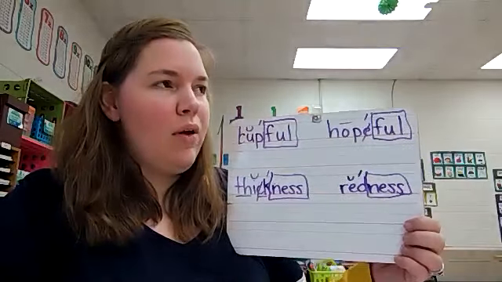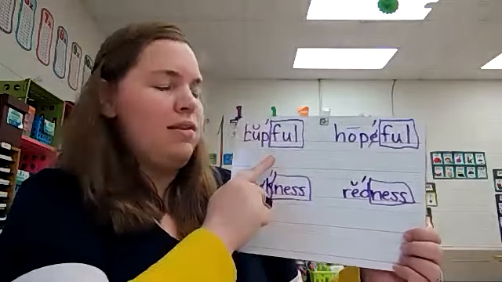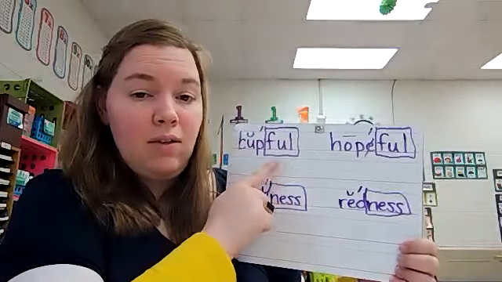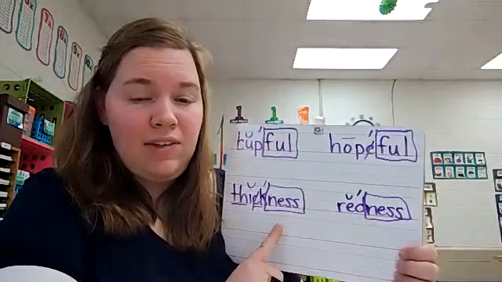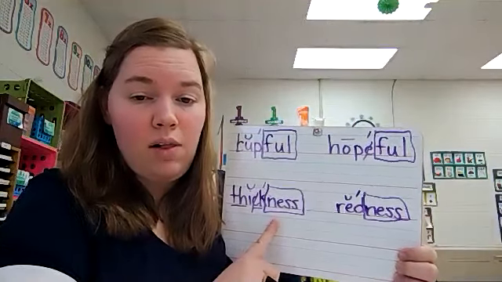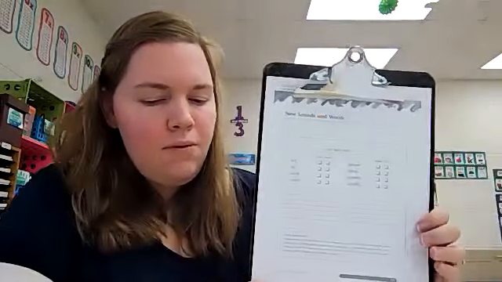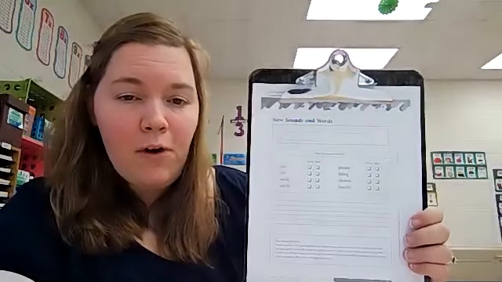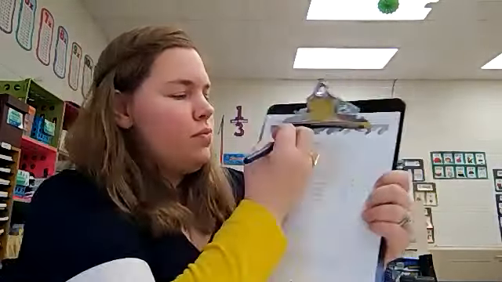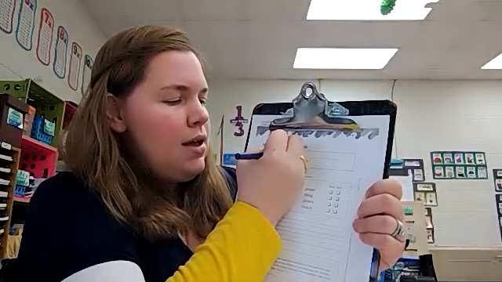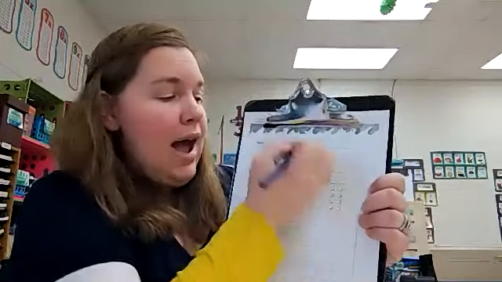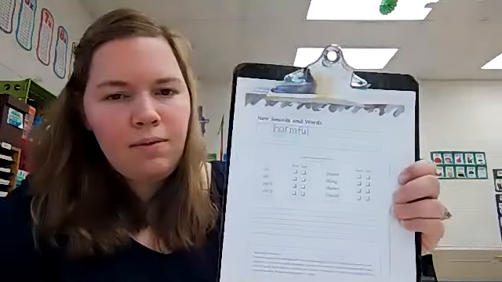So all you have to remember is now we have two new suffixes. Suffix F-U-L, meaning something is full of, or suffix N-E-S-S, meaning something has the quality of. So let's go back to our practice sheet. We are going to spell words that have these suffixes. So under the new sounds and words box, for number one, let's spell the word harmful. Harmful. So harm is H-A-R-M, then add suffix F-U-L. Harmful.